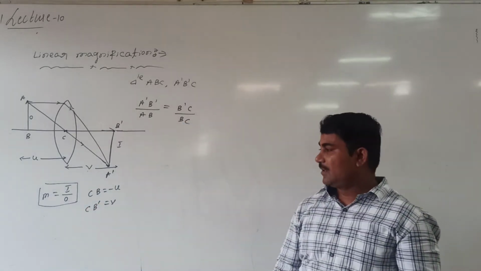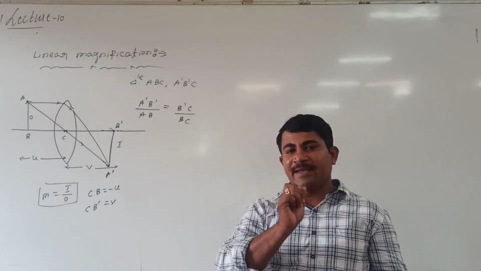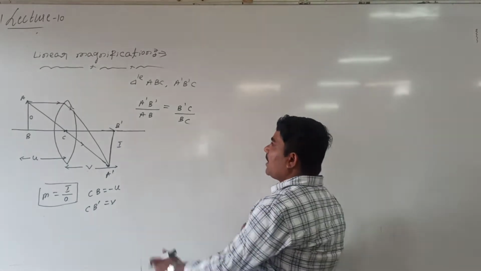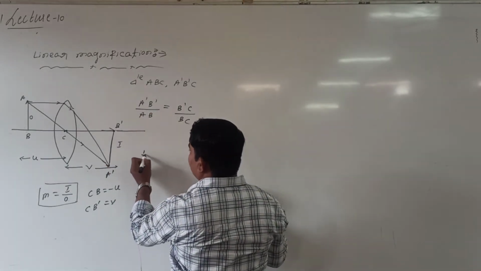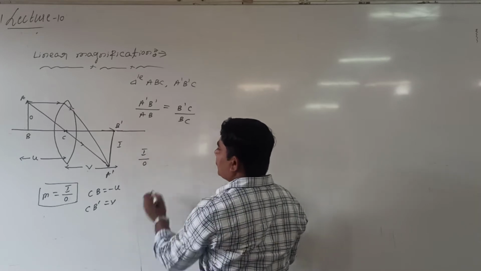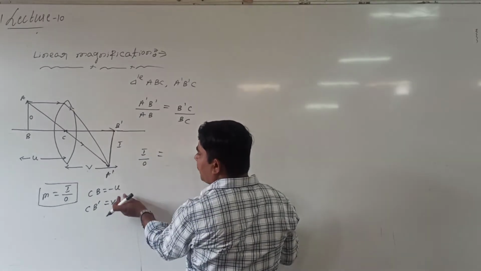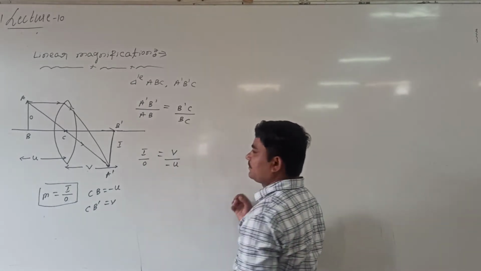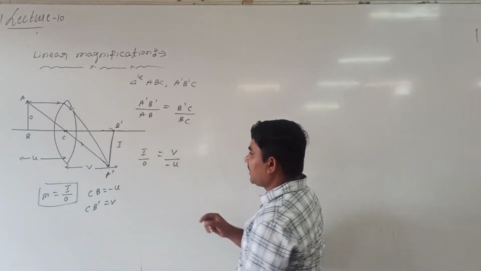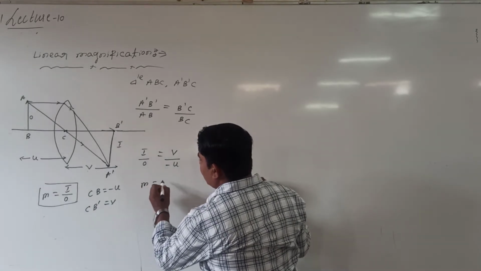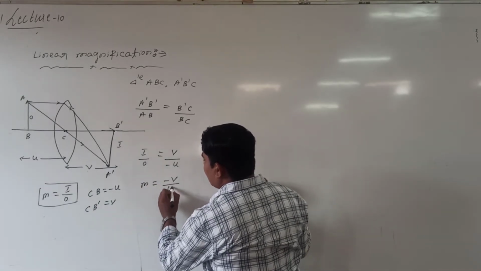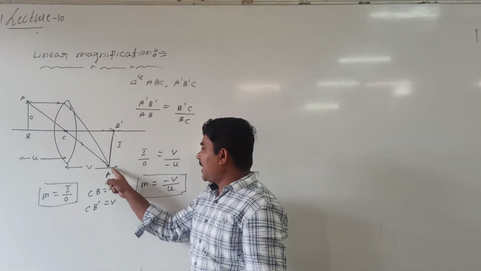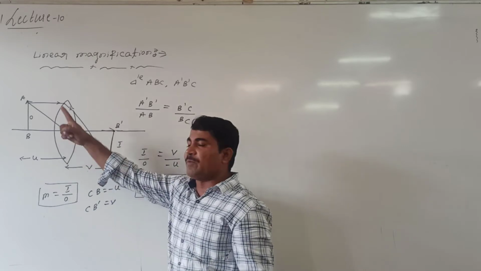By taking this, we will see how linear magnification is negative for a convex lens. A dash B dash is I, AB is O. B dash C is V and BC is minus U. So linear magnification, I by O, is equal to M, which is minus V divided by U. This is the linear magnification for a real image. A dash B dash represents the real image of the object AB.